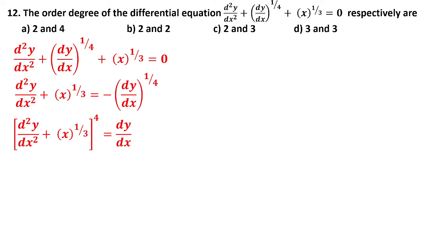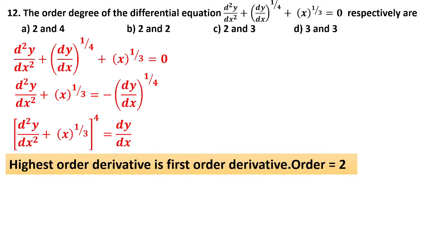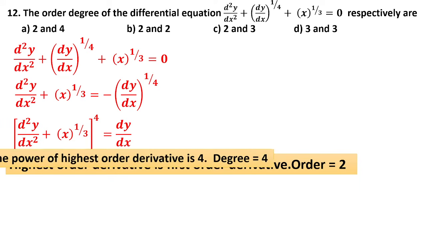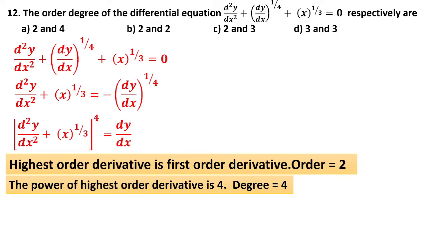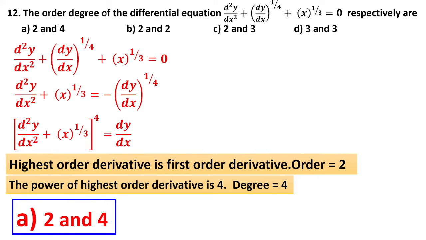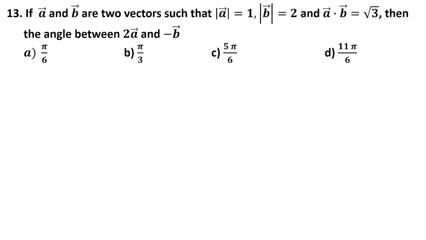Now you observe, what is the highest order of the derivative? It is nothing but 2. Therefore, order is 2. What is its power? Its power is 4. All of you know that. When you expand it, it will be d square y by dx square whole power 4. Therefore, the answer is 2 and 4. Therefore, option A.